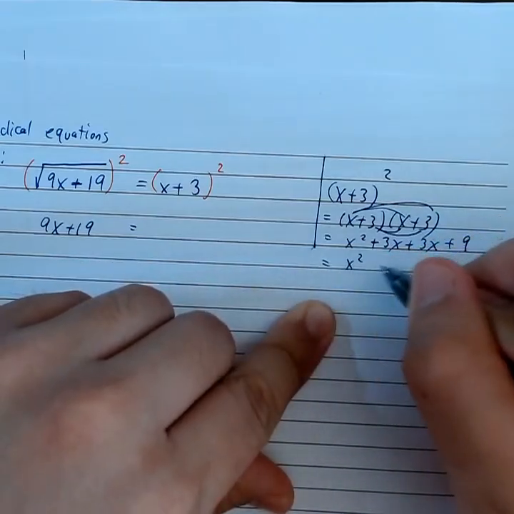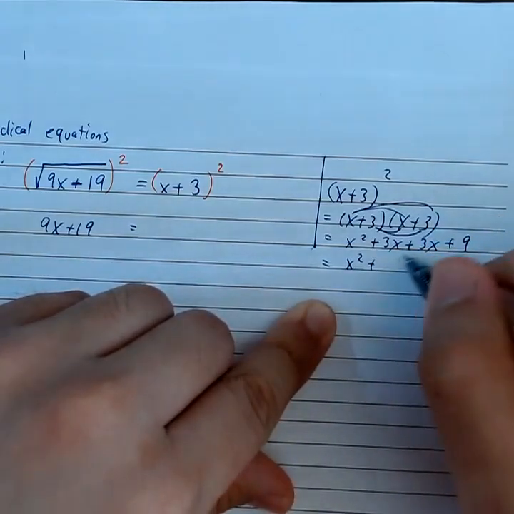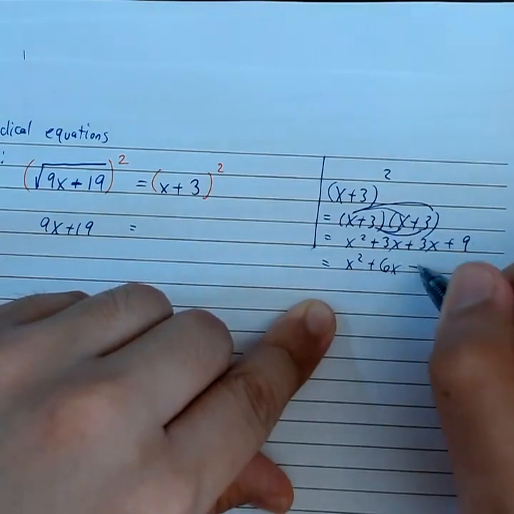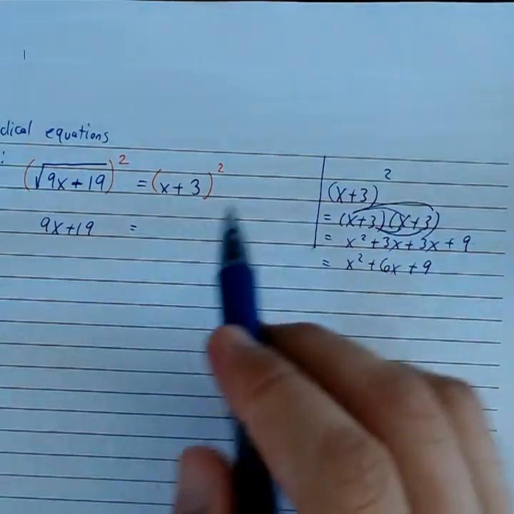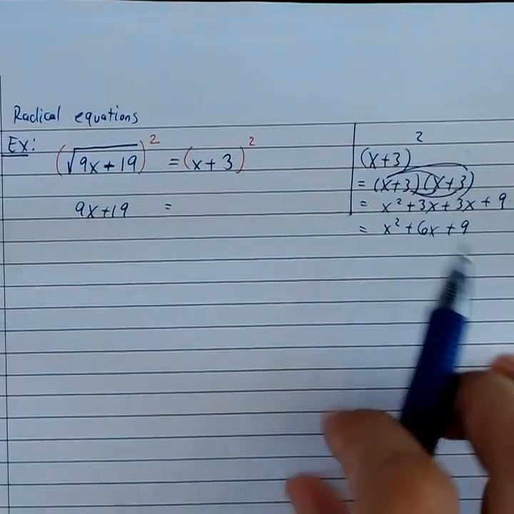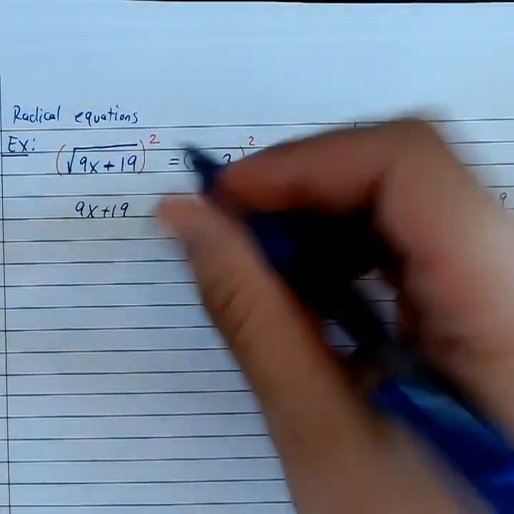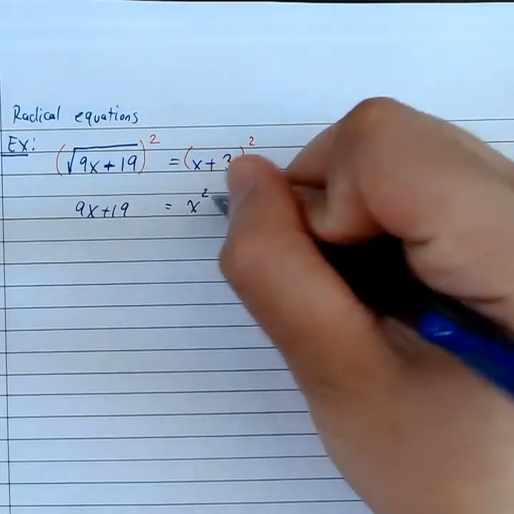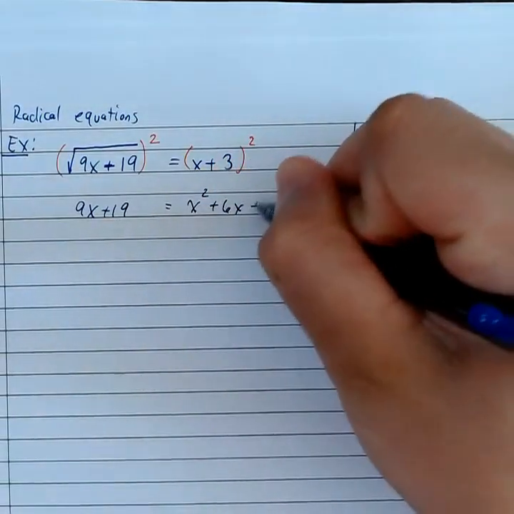So this will be x squared, 3x plus 3x will give me 6x, plus 9. So be very careful with that. Don't fall into the trap of thinking that you can square by squaring each term. You multiply the whole thing out to get x squared plus 6x plus 9.